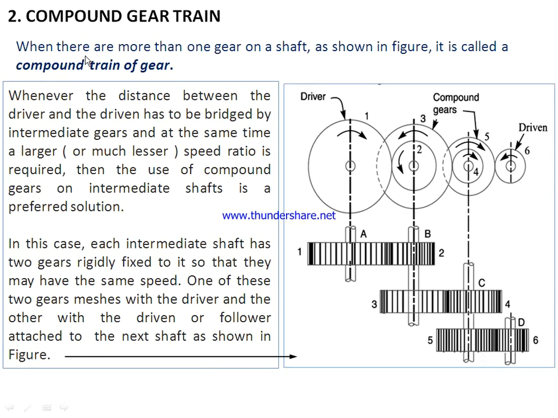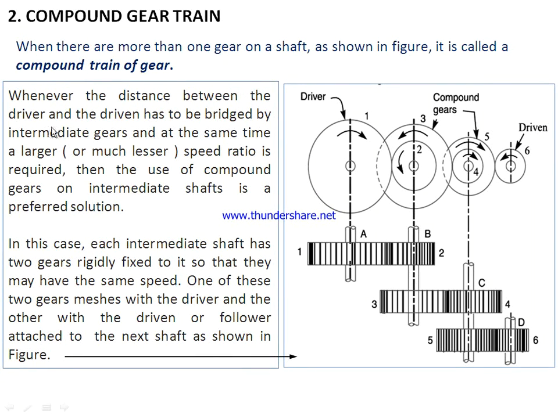So when there is more than one gear mounted on a shaft, such a gear train is called a compound gear train. Here 2 and 3 form a compound gear, and 4 and 5 form a compound gear, and when this entire gear train consists of a compound gear here and a compound gear here, the whole gear train is called a compound gear train. Now when is this used and where is it used?